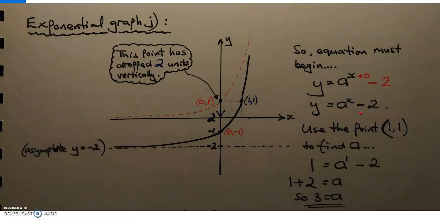And again, we look for a point on our new curve through which the graph goes nicely, and this one is there at (1, 1).